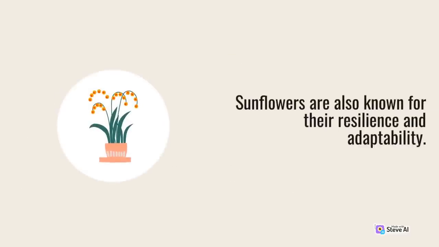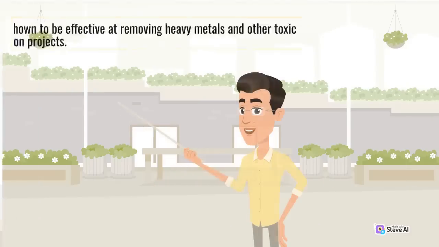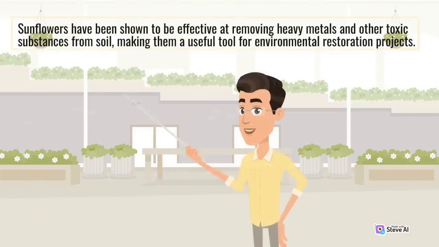Sunflowers are also known for their resilience and adaptability. They can tolerate a wide range of soil conditions and are often used in phytoremediation, which is the process of using plants to remove pollutants from contaminated soil. Sunflowers have been shown to be effective at removing heavy metals and other toxic substances from soil, making them a useful tool for environmental restoration projects.